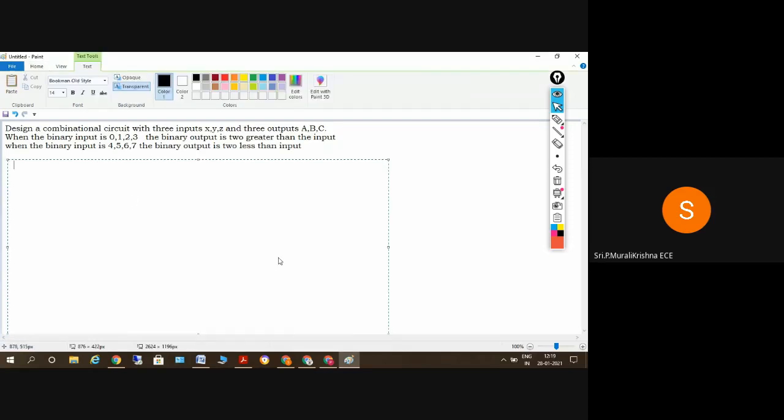So inputs, outputs. Inputs are small x, y, z. Outputs are A, B, C. First of all, write the input combinations: 0 0 0, 0 0 1, 0 1 0, 0 1 1.